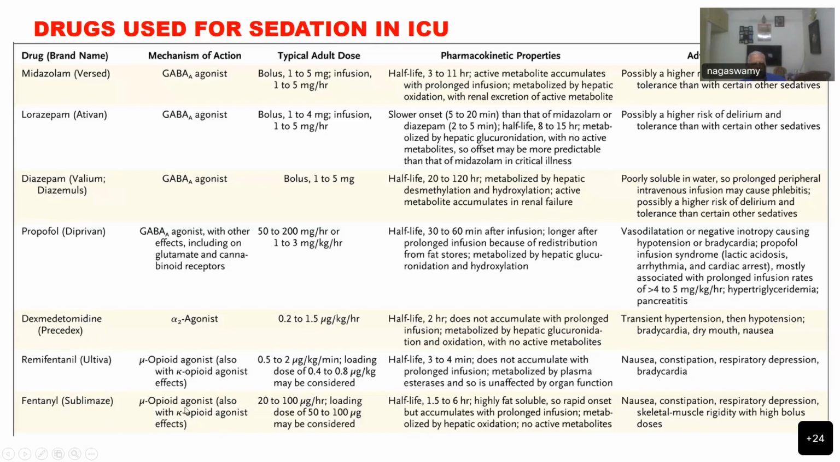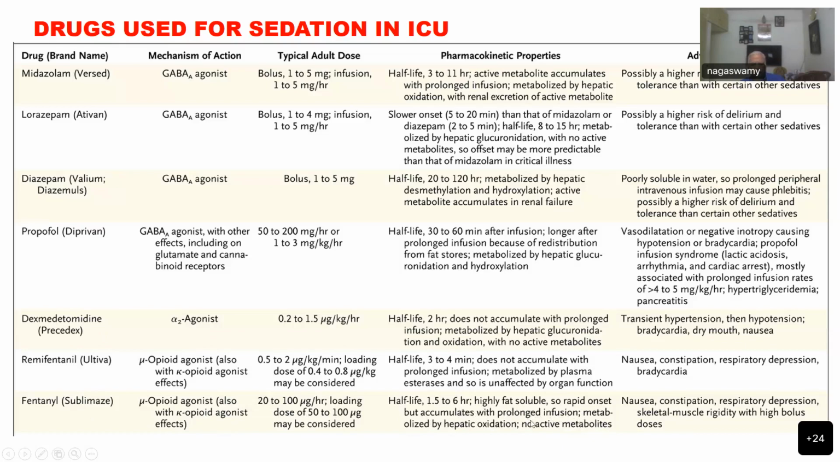They are mu opioid receptor agonists, and the dosage of fentanyl for infusion is 20 to 100 microgram, and half-life is 1.5 to 6 hours, highly fat soluble, and accumulates with prolonged infusion. So you have to be careful, and it is metabolized by hepatic oxidation. But the metabolites are not active.